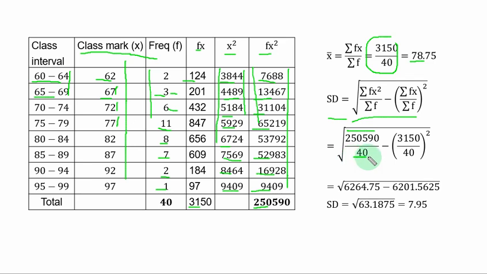So in the formula, you replace summation F squared with this. Summation F is 40. This is summation Fs over summation F, all squared. If you divide this, you get this result. If you divide this and square it, you get this result. After subtraction, you have SD to be the square root of 63.1875, and that is 7.95 to 2 decimal places.